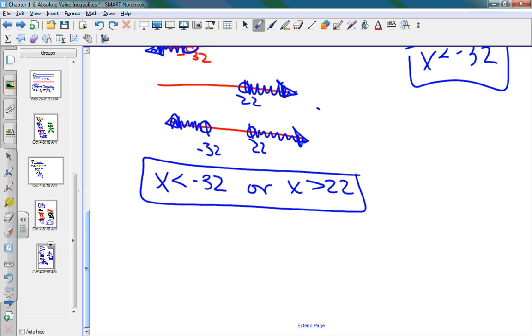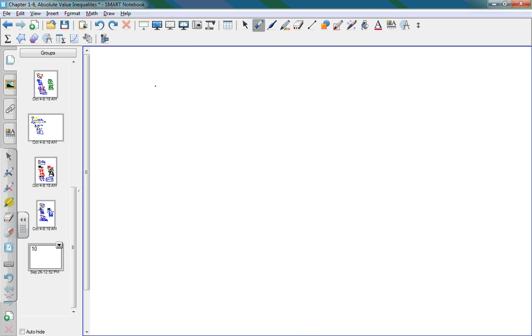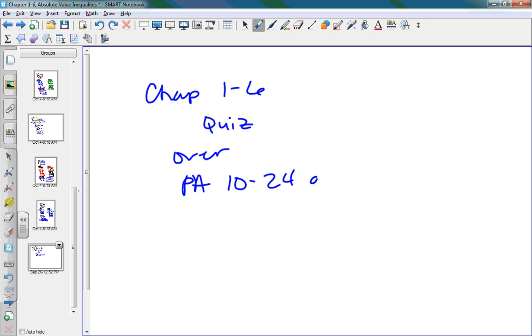Do we all know what our homework is? You already got it on the top of the first slide, and it's also on the board over there. Now, with that said, tomorrow you are going to have a chapter 1-6 quiz over practice exercises 10 through 24 all, and that was the equation part. Do we all understand that, yes or no?